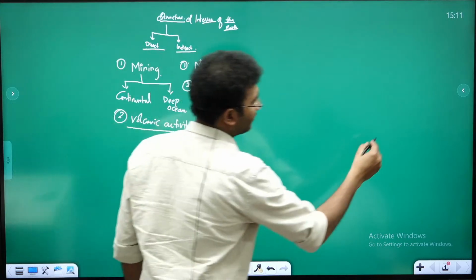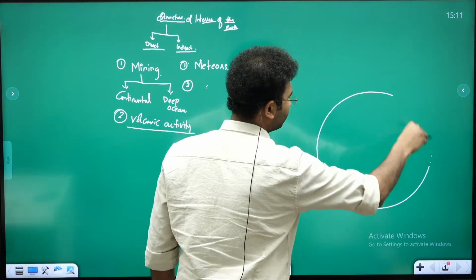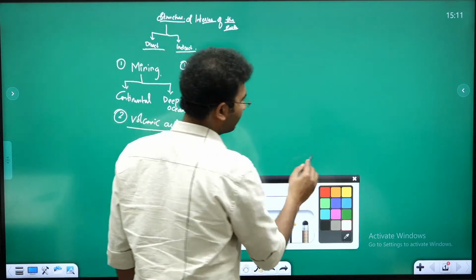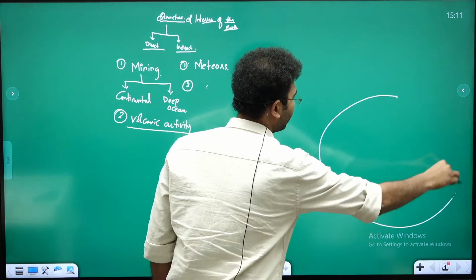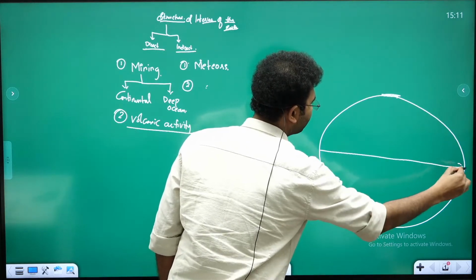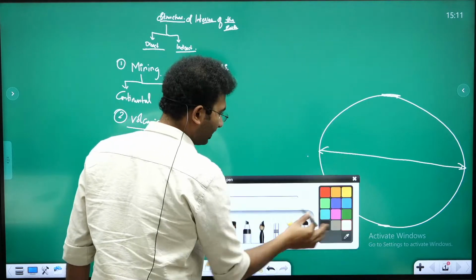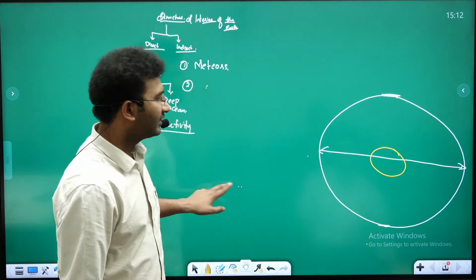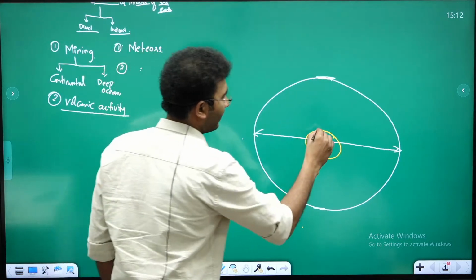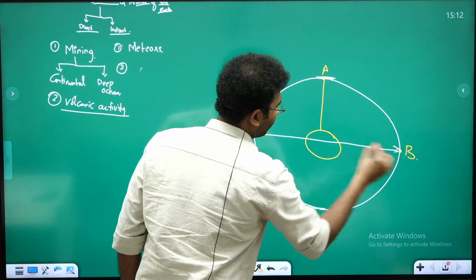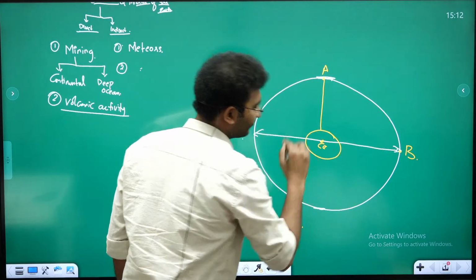Suppose this is your earth, and to be more specific, you have to draw the earth. The shape of the earth is like this. It is a geoid, flat near the poles and bulged at the equator. And you know, earth has a core. Suppose this is point A and this is point B, and this is the center of the earth.